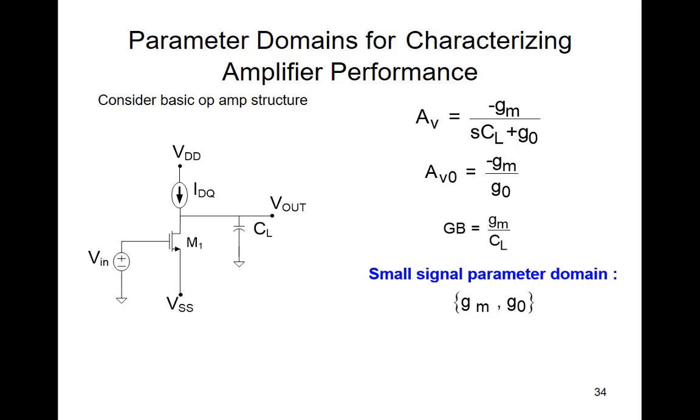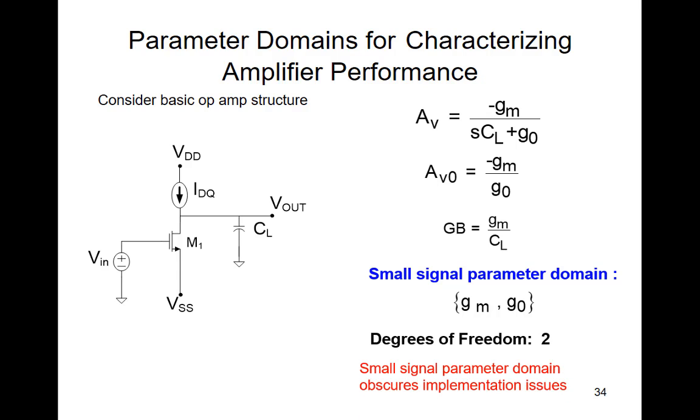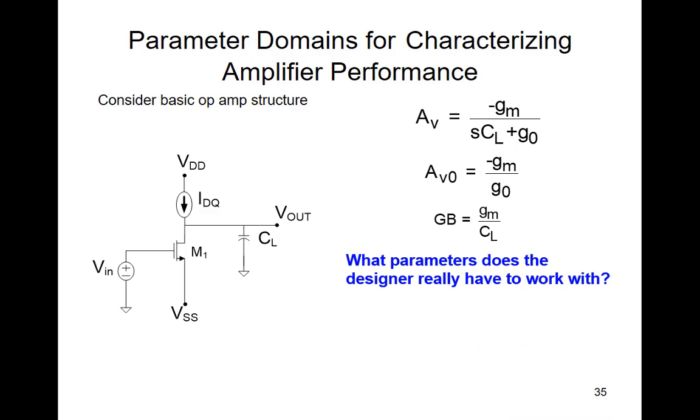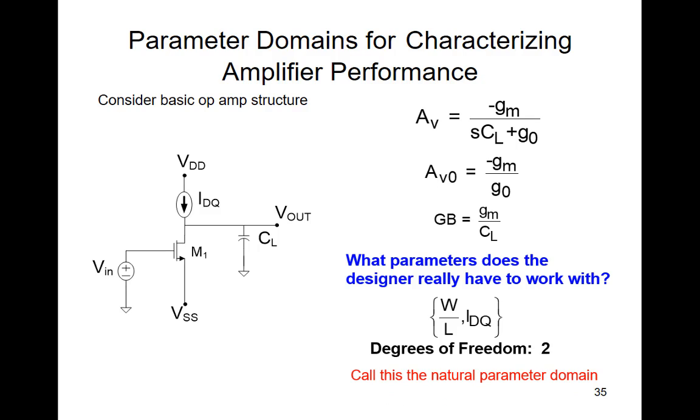And there's two parameters in the small signal parameter domain. So this could be our design space. There's 2 degrees of freedom here. But there's very little information in this parameter domain about how the circuit performs. The natural parameter domain we just talked about is W over L and IDQ. Also has 2 degrees of freedom. And I call this the natural parameter domain.